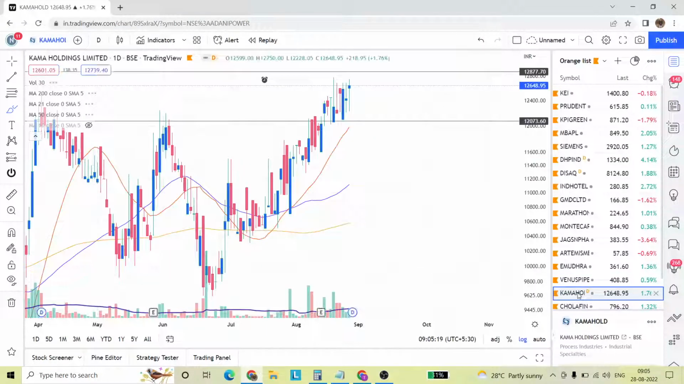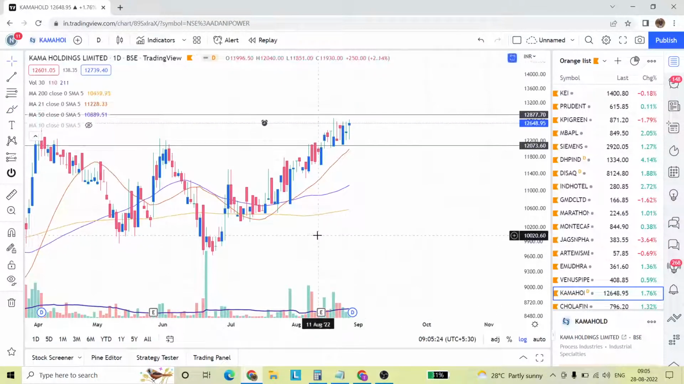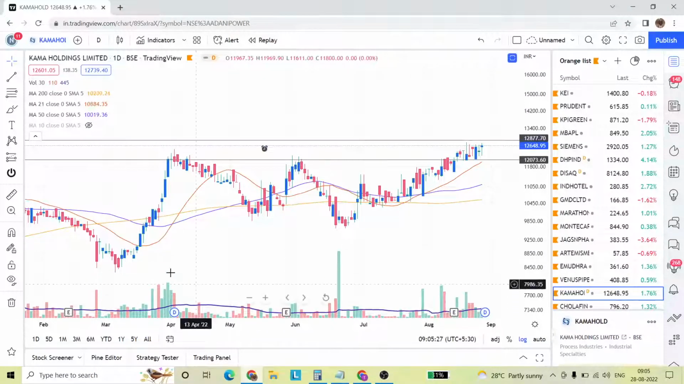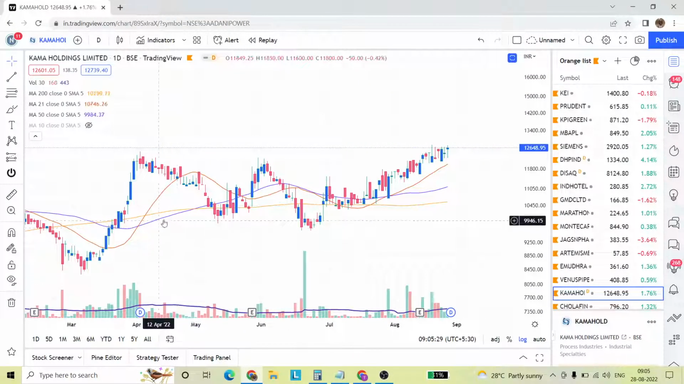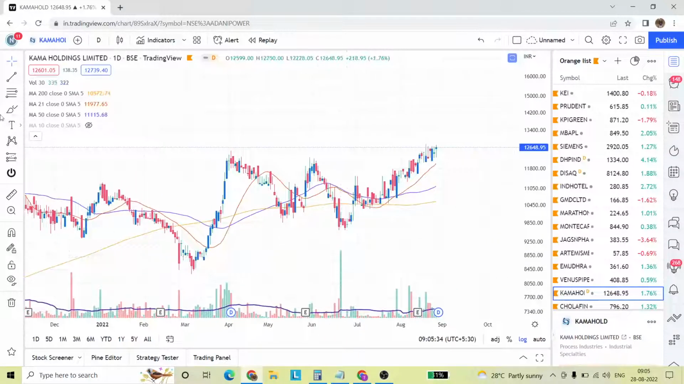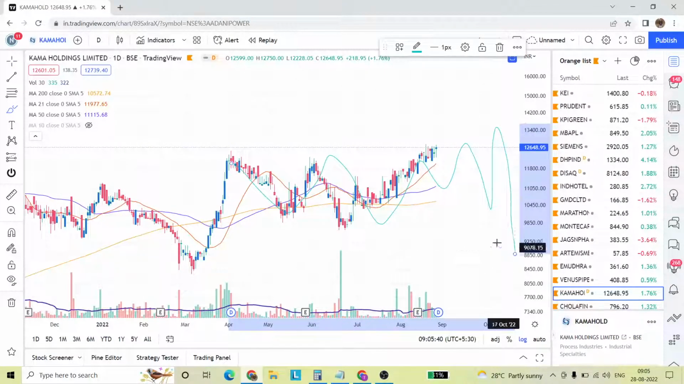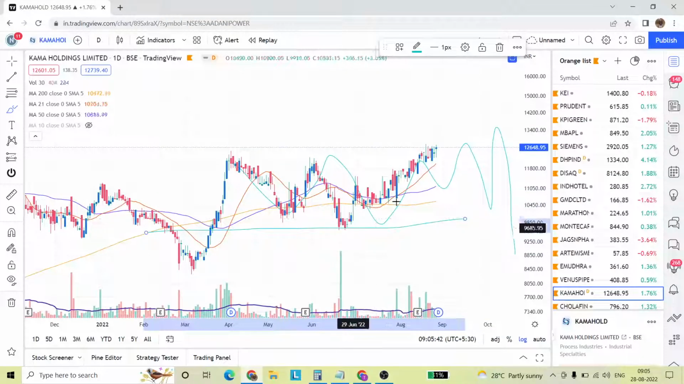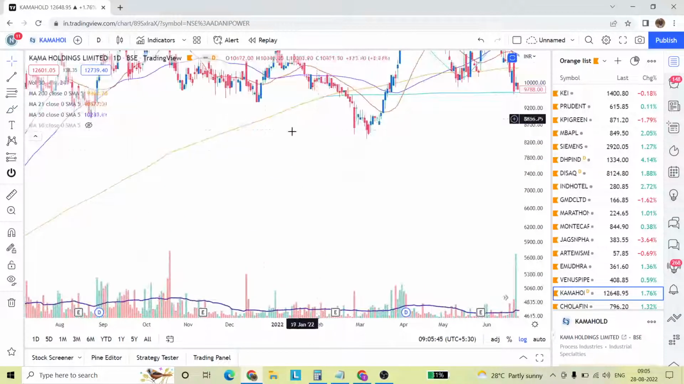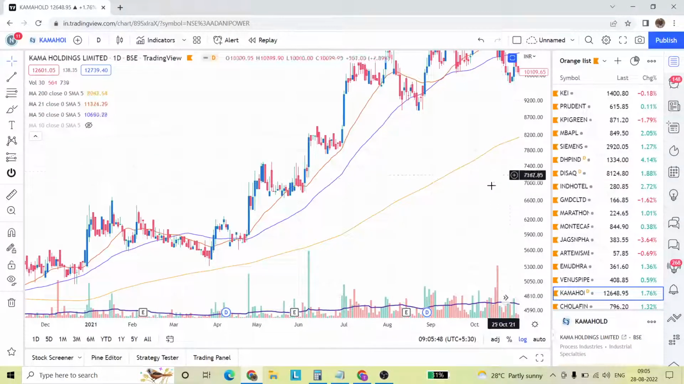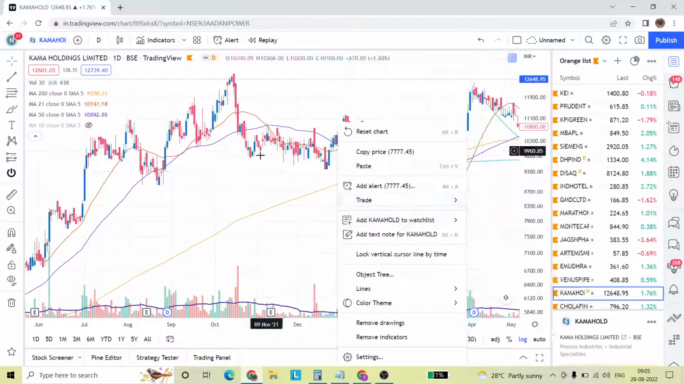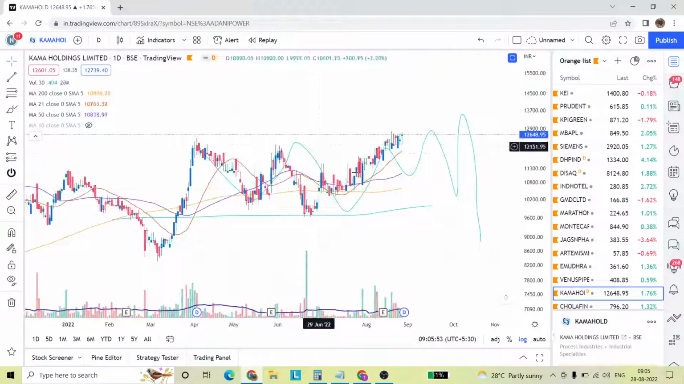Let's go to Kama Holdings. Don't go by the name, it can be distracting. I don't like this. You know what, I'm going to delete it because this is in stage 1. Look at the moving average, it's flat. So basically it will just move around like this. Again it can break out, again it can come down. Why? Because the moving average is flat. What I want is the moving average to be sloping up. So this is not a good setup because it's flat, it's in stage 1. So I'm going to remove it.